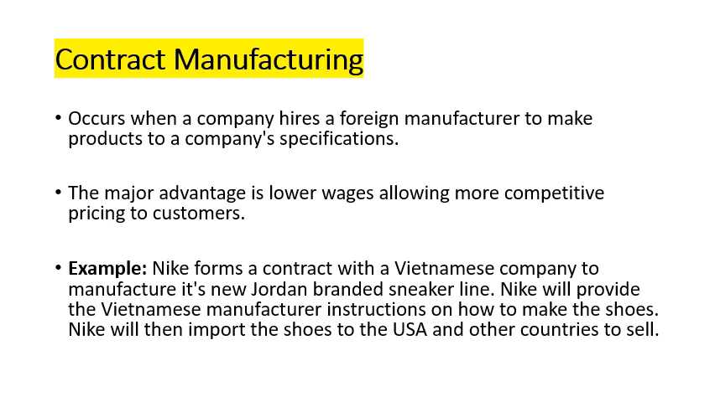The advantage of this is Nike doesn't have to pay the Vietnamese workers as much as they would have to pay US workers or maybe workers in another country. So that offers Nike the opportunity to sell their sneakers to customers at a lower price, because they weren't paying the workers as much in Vietnam as they might pay in another country. So that is an example of contract manufacturing.